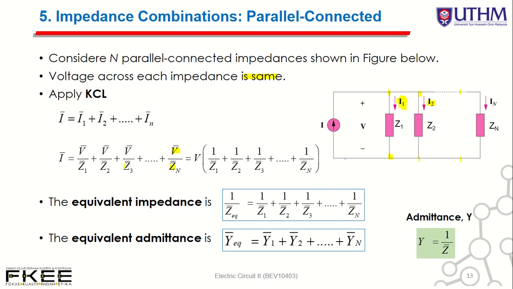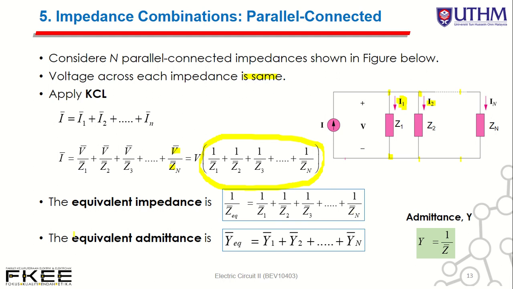So when we simplify this equation, we have the same voltage V times 1 over Z1 plus 1 over Z2 until 1 over Zn. This becomes our equivalent impedance. So the equivalent impedance is 1 over Z EQ equals 1 over Z1 plus 1 over Z2 plus 1 over Z3 until 1 over Zn.